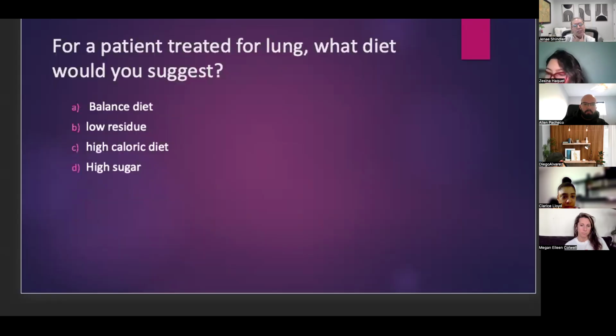Oh, this is a good one. This is a trick question. For a patient getting treated for lung, what diet would you suggest? You can put it in the chat box.